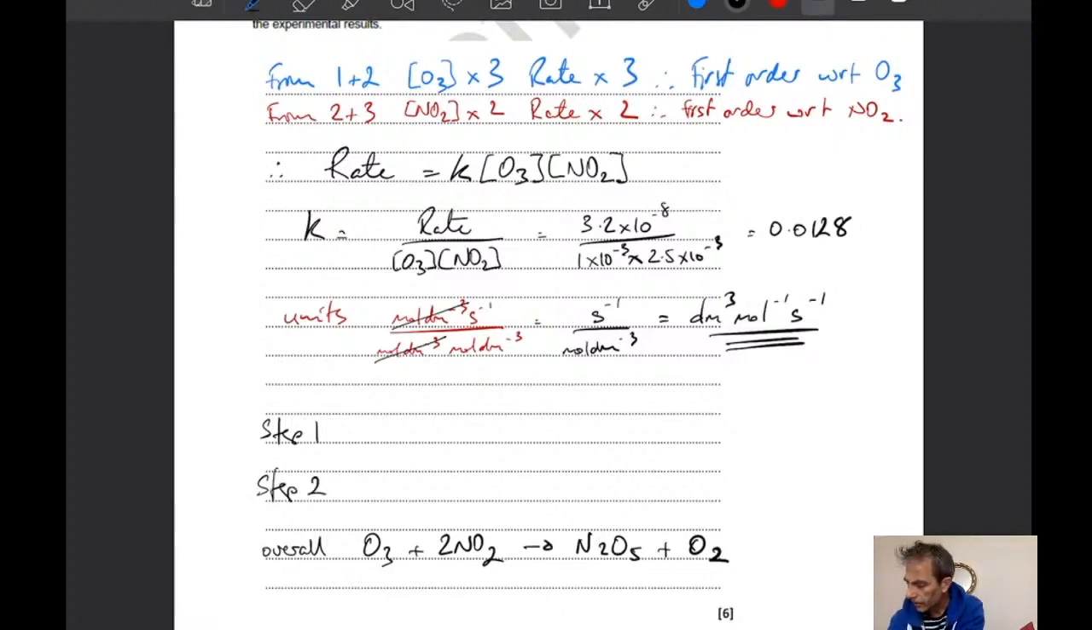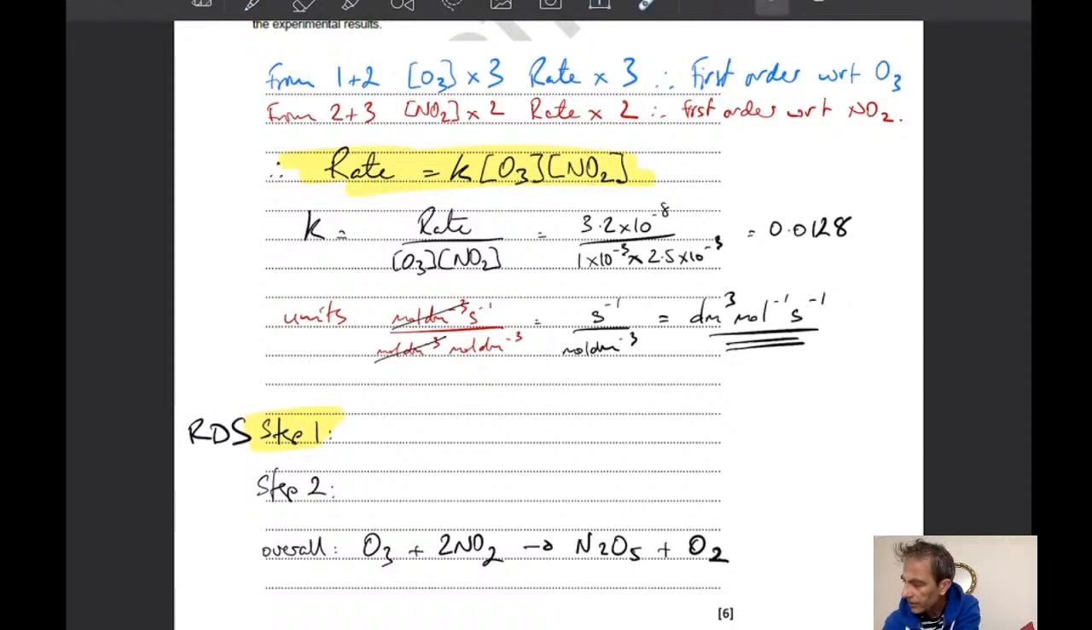Right, now a couple of people lost marks because they didn't clearly show which one was their rate determinant step. So let's have a look at where we go from here. The rate equation is really important. The rate equation tells us the chemicals involved in the rate determinant step. So let's make the rate determinant step step 1. Next to that I'm going to write RDS, so I'm making it clear that that's my rate determinant step.